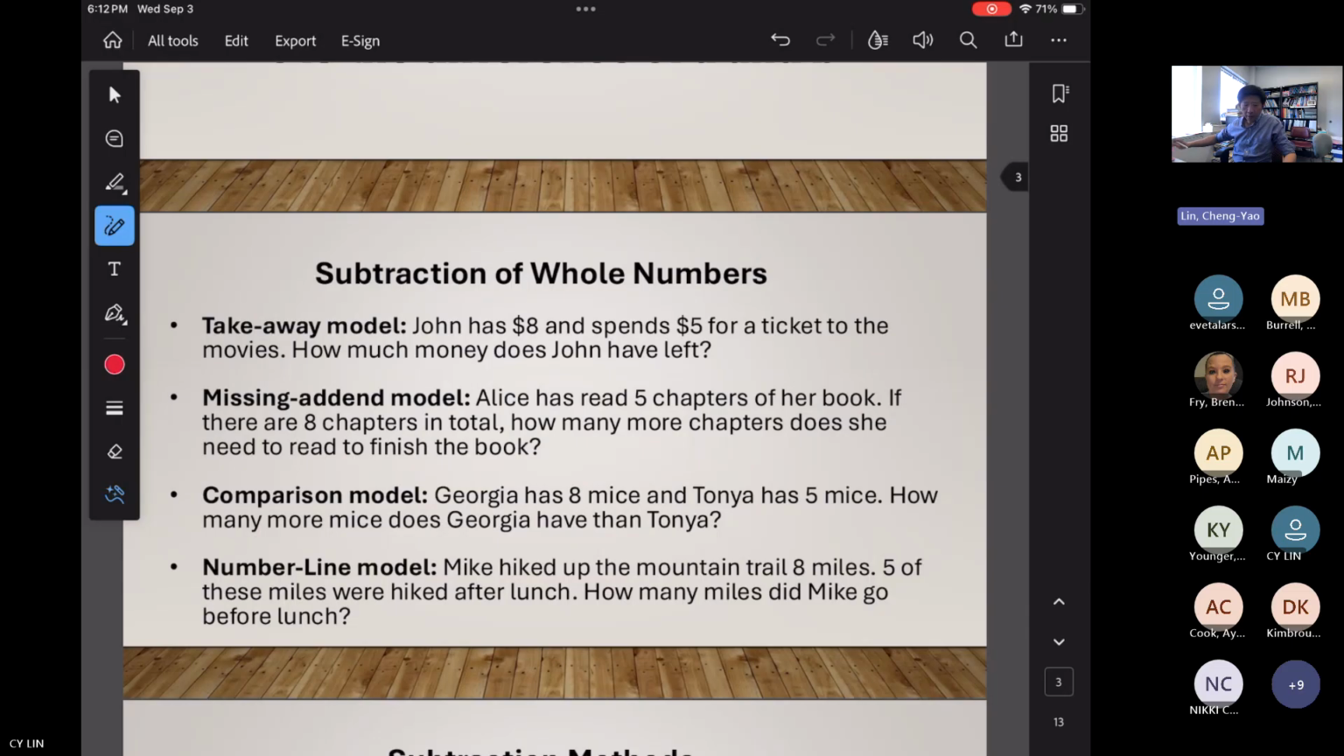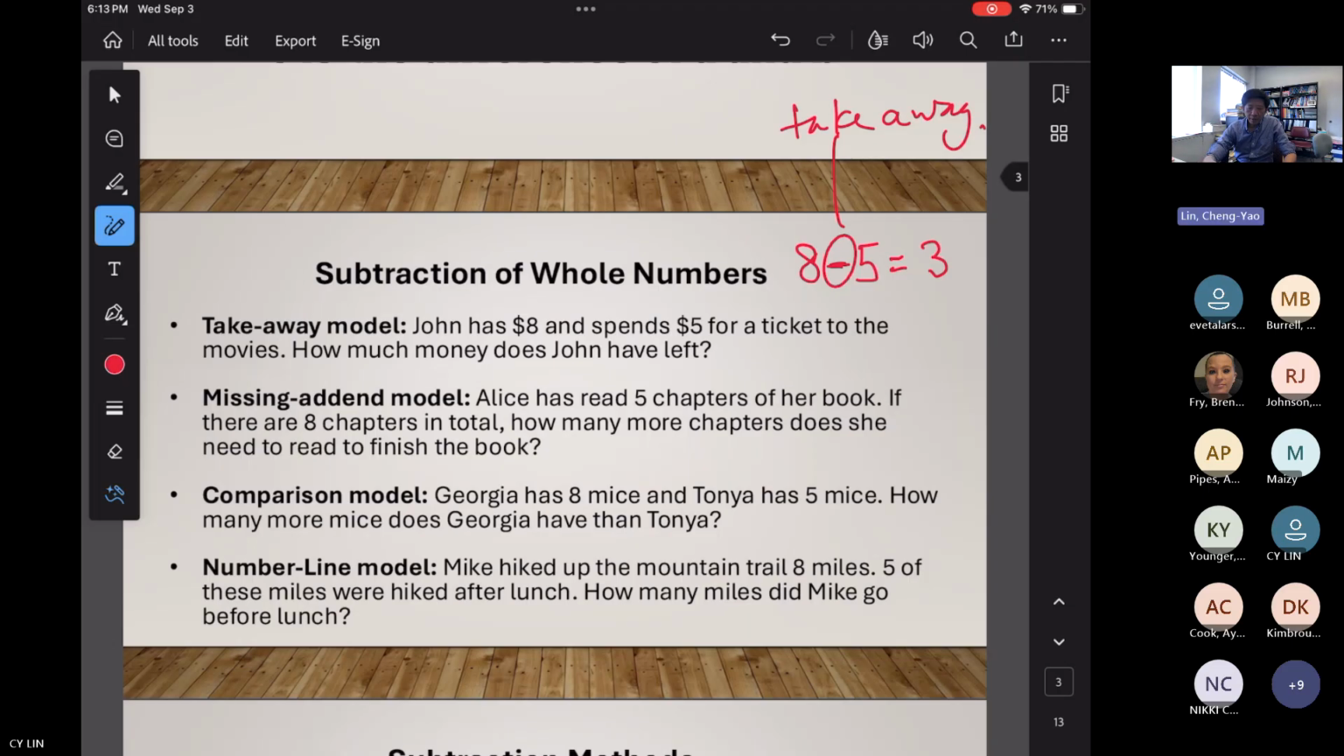Now here is the takeaway model. A real-world example: John has $8 and spends $5 for a ticket to the movies. How much money does John have left? So we have $8 in the pocket. Now take away. Subtraction here means take away. Take away 5. So therefore, how many are left over? There's 3 left over. And here it means takeaway.